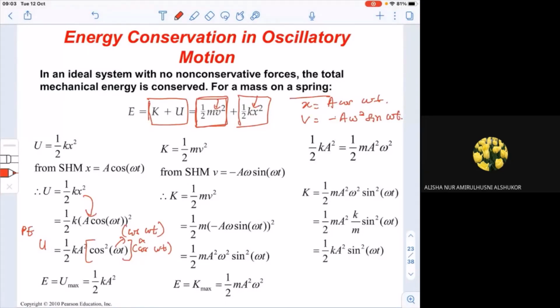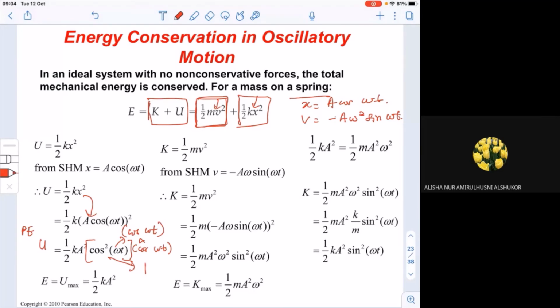The maximum potential energy will be when this part becomes 1, and then the only thing left is half kA square. A is the amplitude of the motion, and it should be A square. All right, so right now, let's move to the kinetic energy.